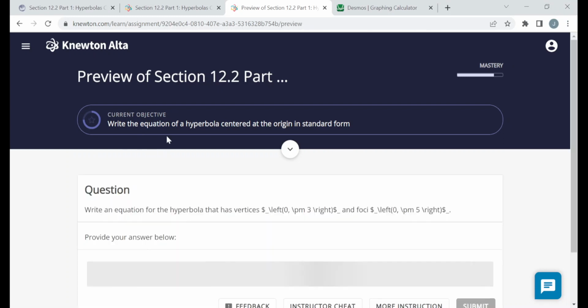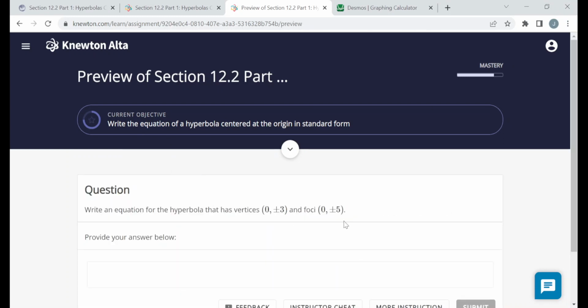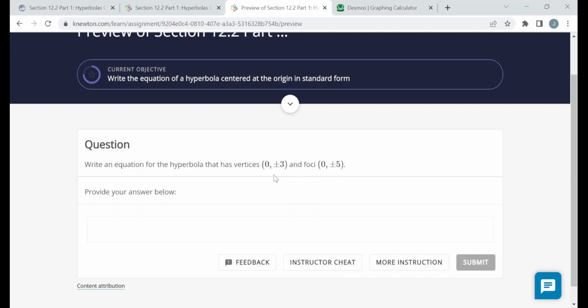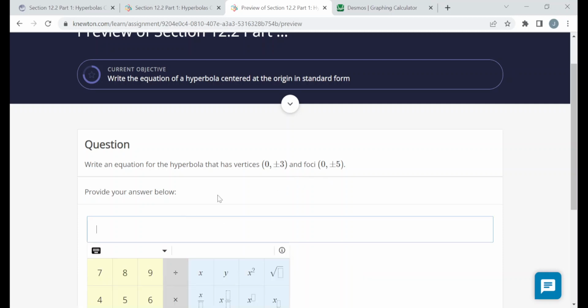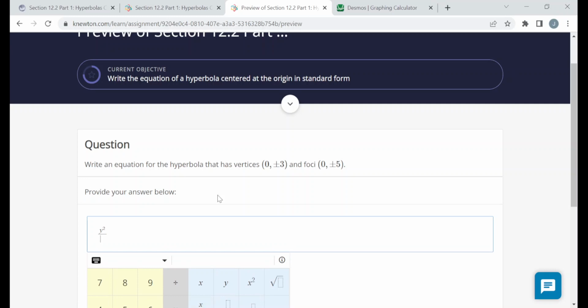All right, so another write an equation one. Again, we're given the vertices and foci, but this time it'll be a y squared minus an x squared, because the vertices and foci are above and below the center of (0, 0). So y squared over a squared, and a would be 3, so a squared would be 9. Y squared over 9 minus x squared over b squared, which I need to find.